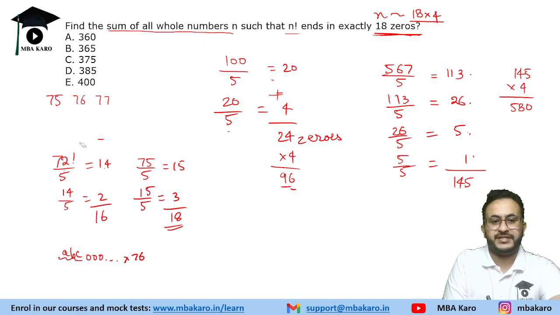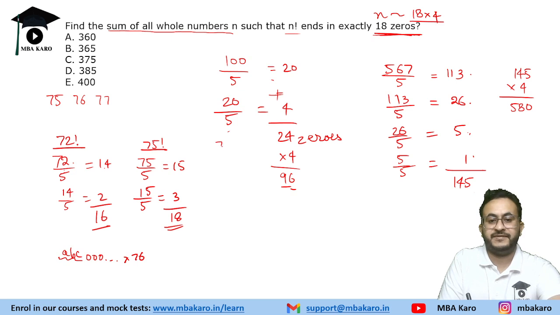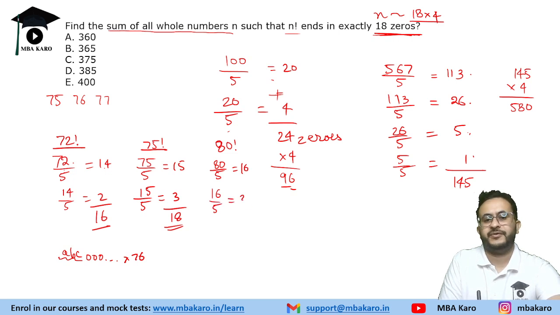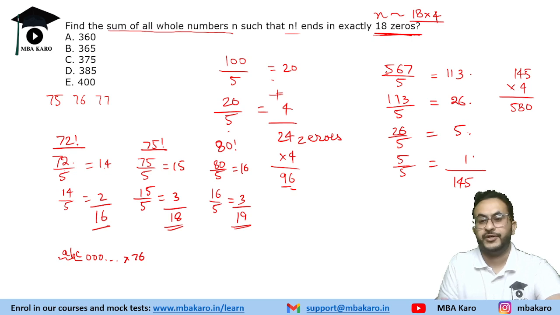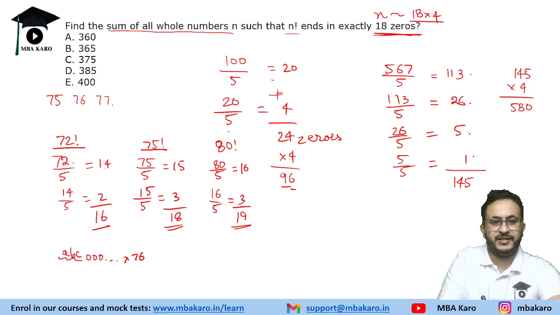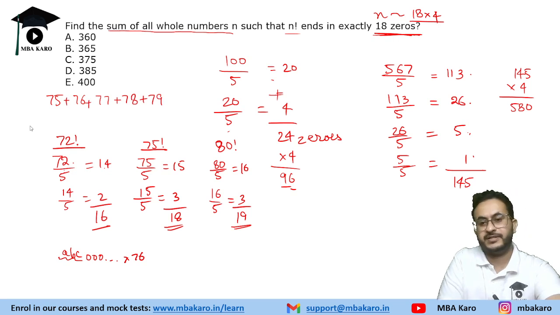So we tested with 72. In 72 factorial, we have 16 zeros. In 75 factorial, we will have 18 zeros. Next, we will check 80 factorial. So 80 by 5 is 16 and 16 by 5 is 3. Now it has 19 zeros. So as soon as we reach 80, we will exceed the limit. So it will be up to 79. Okay, so we need to find the sum of these numbers.